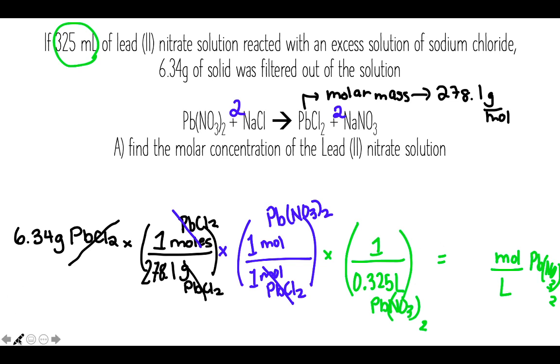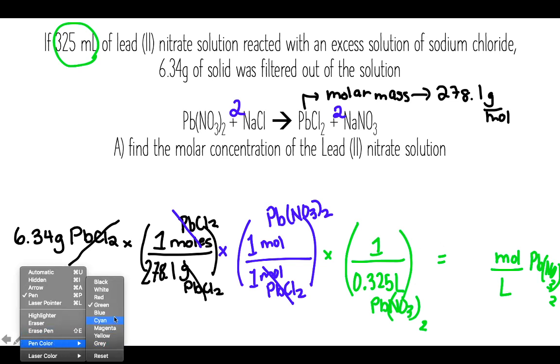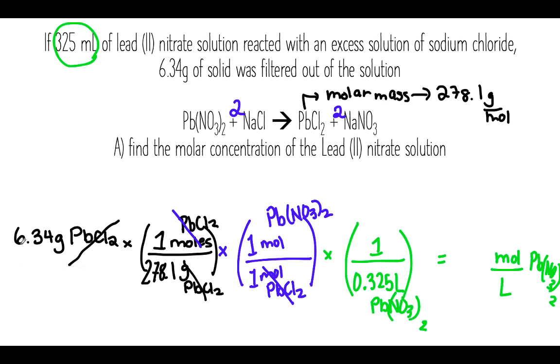And when I use my calculator to solve for all of this, I'm going to do 6.34 divided by 278.1 divided by 0.325. I will get the answer 0.0701 moles per liter. I've got 3 significant digits in my question, and I do have 3 significant digits in my answer, which means that this is the answer that I'm looking for. Okay, so that was part A. Let's look at part B.